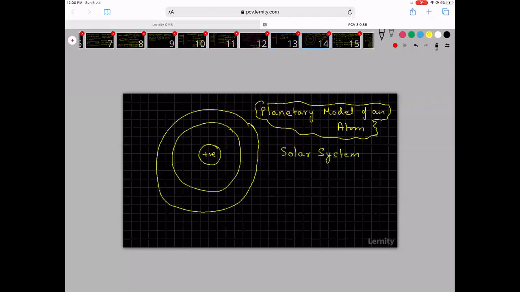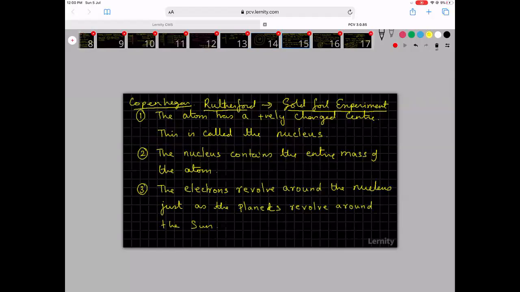So from there, he suggested the planetary model of an atom, because that was the solar system. People knew about the solar system. We are talking about almost 1880, 1890. Then around 1900, Niels Bohr came, and he revolutionized science and physics. But that we will keep for the next week.